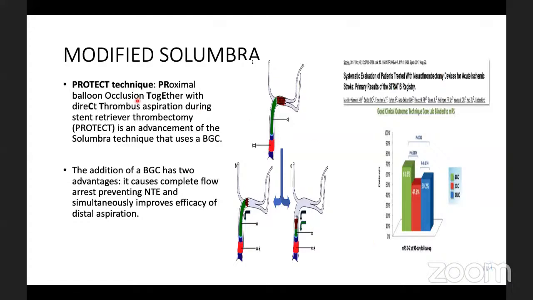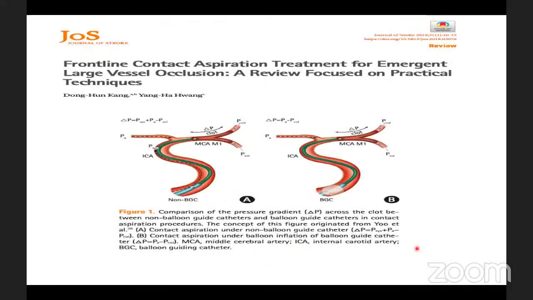This is called the PROTECT technique, where proximal flow arrest is achieved with the balloon guide catheter. So it is a proximal balloon occlusion together with direct thrombus aspiration during stent retriever thrombectomy. It is a modified Solumbra technique, and various studies have shown that when the balloon guide catheter is used, the mRS and also the TICI recanalization rate have improved when proximal flow arrest is done.